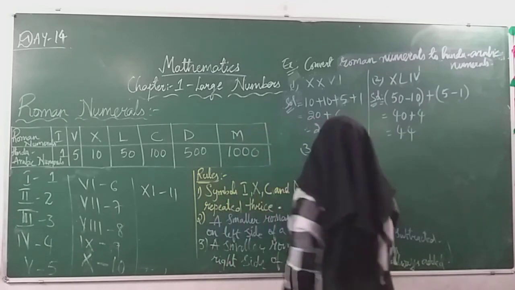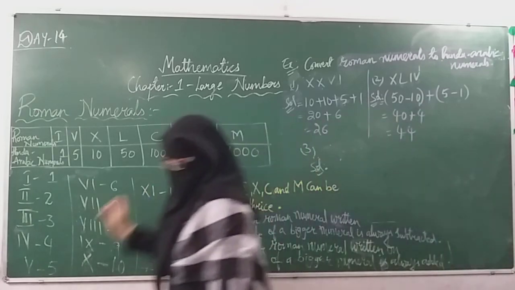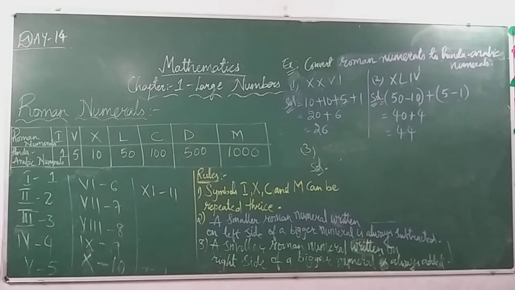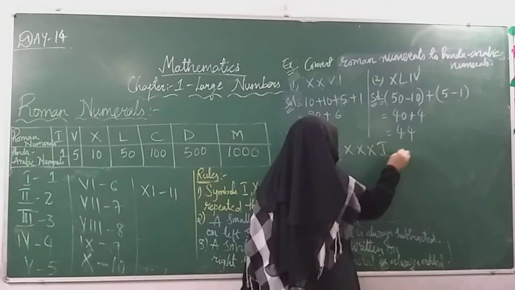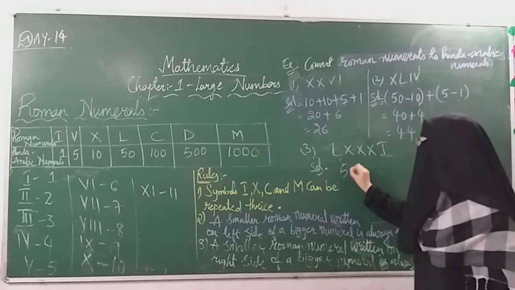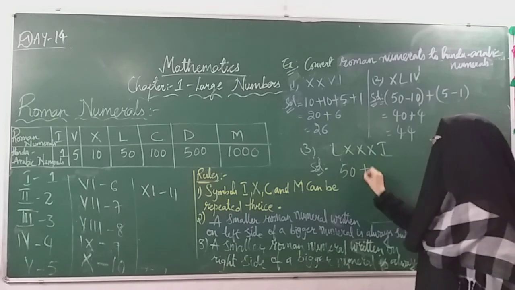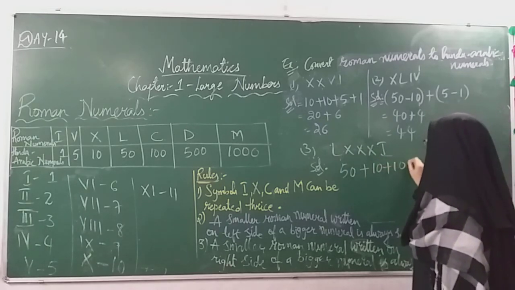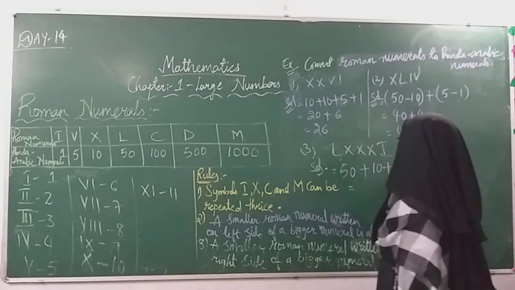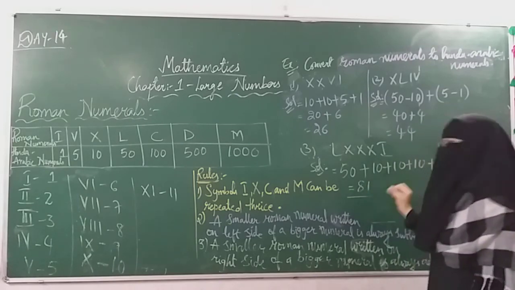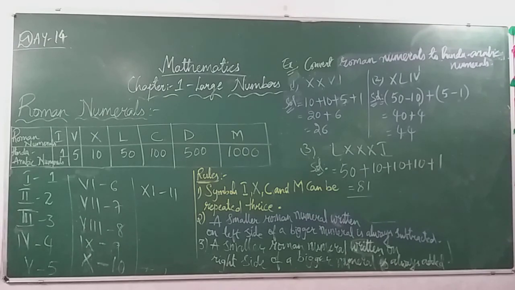523. For this 523, I am separating. Okay. I am taking the Roman numeral, right? L stands for 50. I am writing the smaller Roman numerals to the right side of the bigger Roman numeral. That's why I am adding this. 10 plus 10 plus 10 plus 1. What is the answer? 50 plus 10, 60, 70, 80, 81. Okay. Understood?